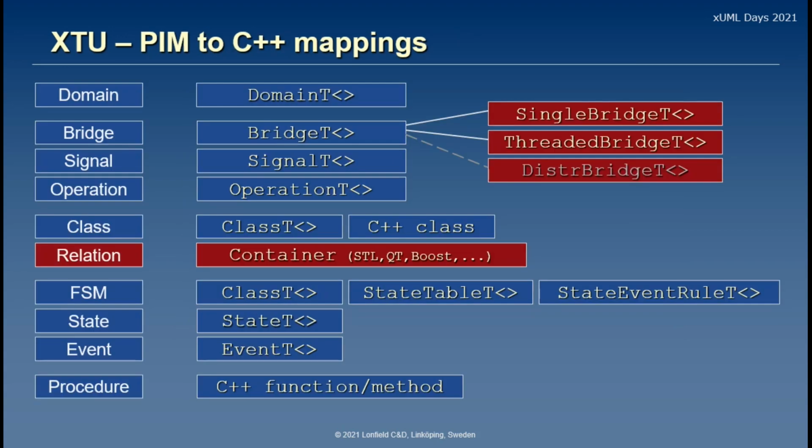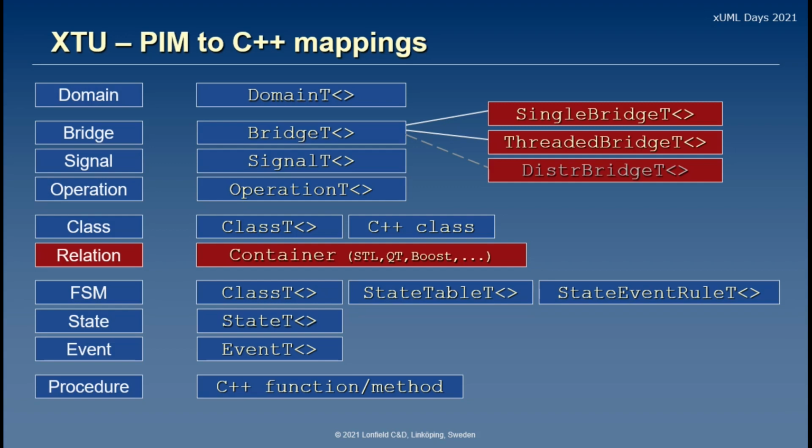Let's get a bit closer to the code and see how the building blocks map to C++. Domains map directly to a template called domain T. Bridges map to a base template, bridge T, which is the PIM side of a bridge. The PIM bridge is inherited by a particular PSM bridge, depending on if a bridge shall be single or multi-threaded. Future versions of XTU will also support distributed PSM bridges.